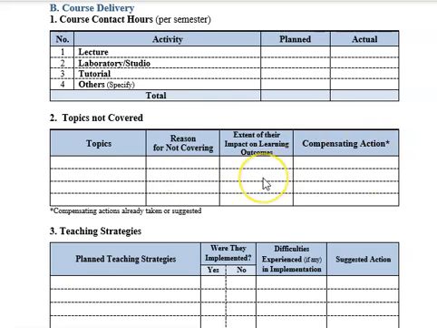Example. The topic not covered is related to design of electric circuits. The reason is shortening the semester. The learning outcome related to design is affected. The compensation is to include the design aspect in the next course and informing the quality coordinator. Overall, you can write any action.